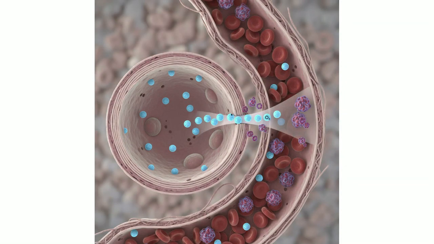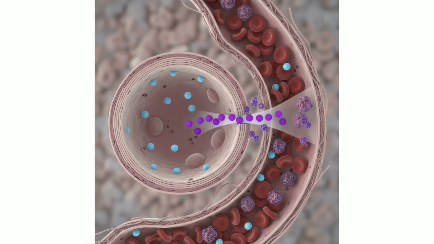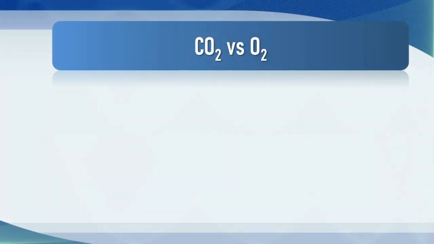Oxygen diffuses from the alveoli to the blood and then to the tissues. Carbon dioxide diffuses in the opposite direction, from the tissues back into the blood and into the alveoli. So they're both diffusing. You might get the idea that the diffusion capacity for oxygen and carbon dioxide are similar, but they are absolutely not.